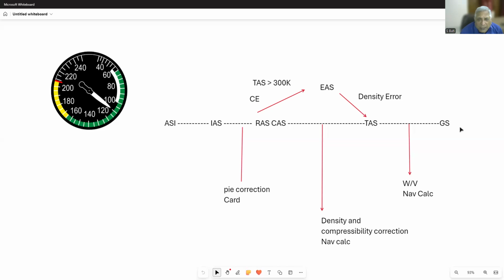To this true airspeed, again on the nav calculator, along with the track which you are going to fly, feed the information and apply the latest wind velocity at that altitude, and it will give you the ground speed. With this ground speed now, I'm going to calculate the time for each point or each leg as required for my flight planning purposes. Right?